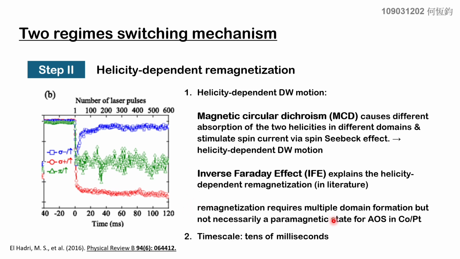What's interesting is that, other than the inverse Faraday effect mentioned by other research groups, this research also found that for all optical switching to occur in cobalt platinum, the remagnetization process does not necessarily require a paramagnetic state, but a multiple domain formation is certainly needed. The timescale for this effect can extend to as long as tens of milliseconds.